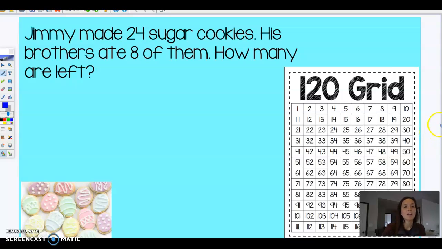Good job. Jimmy made 24 sugar cookies. His brother ate 8 of them. How many are left? Okay, we read it. The next thing we're going to do is find the question: how many are left? The next one, we're going to find our clue words. His brother ate 8. Oh boy, that means they're gone. They're in his belly. So we have to have a subtraction problem. He ate 8 of them, or they ate 8 of them, I should say. But we know he had 24 to start.